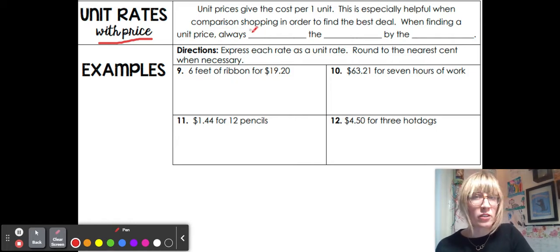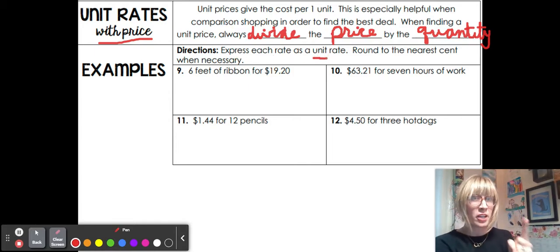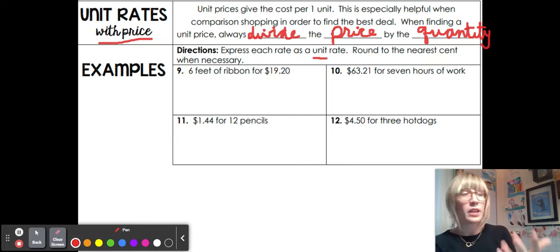So when finding a unit price, you're always going to want to divide the price by the quantity, or how many there are. Quantity. Okay, so divide the price by the quantity or the amount. So in this case, if we want to express each rate as a unit rate, we know that we want to essentially get the denominator down to 1. If we need to round, we can round.